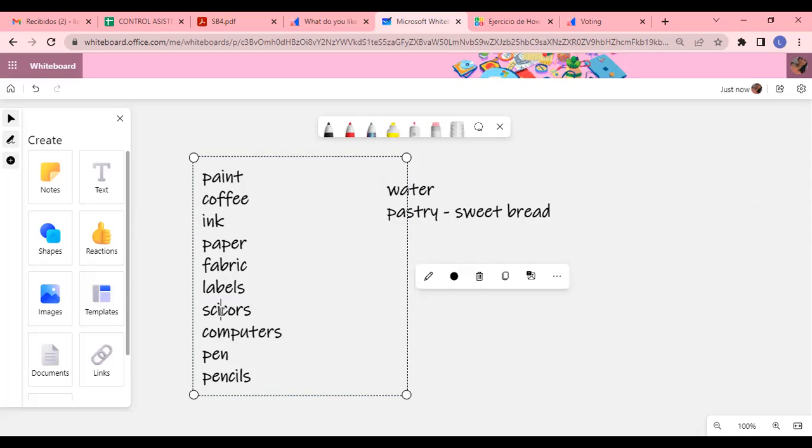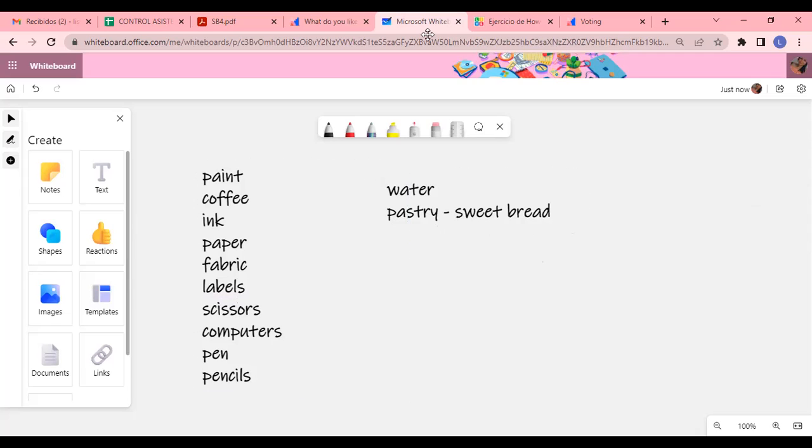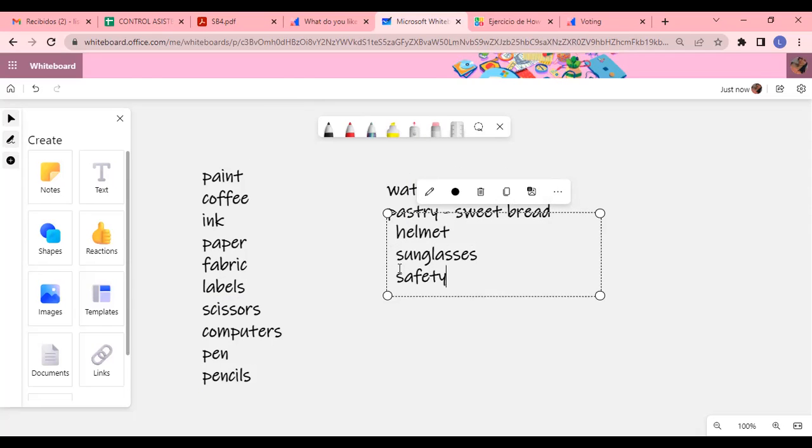Okay, scissors. Anything else? What about the other ones? I haven't heard talking. Mr. Jorge, something that you would like to add? Francisco, Esmeralda, Andrea? In my office, I buy the helmet, sunglasses, and safety shoes. Ah, safety shoes. Very good. Amazing, mister. Thank you. Yes, you're welcome.